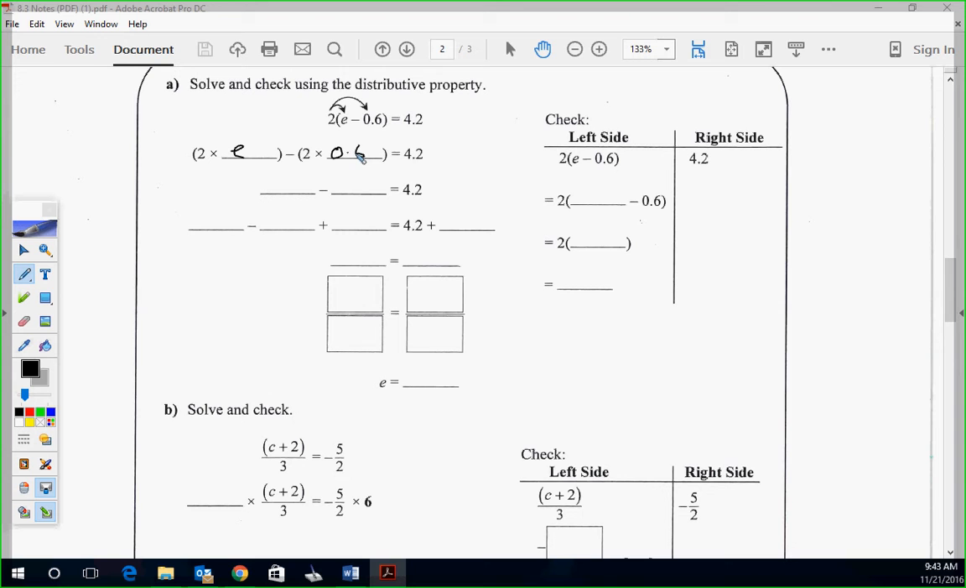So this 2 times e is 2e, no problem. 2 times 0.6 is 1.2, so that's a negative 1.2. Now they're doing the solving steps. So they're doing 2e minus 1.2 plus 1.2 to cancel those. Then you have 2e equals 5.4. The last step to get rid of the 2 is to divide by 2, and you get 2.7.